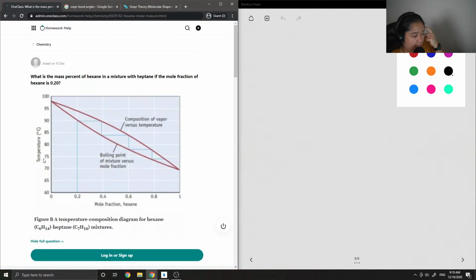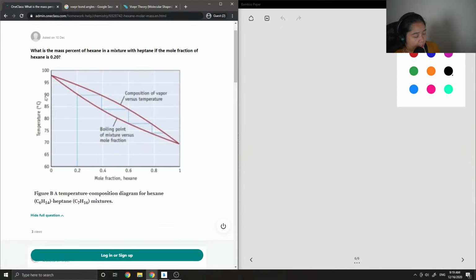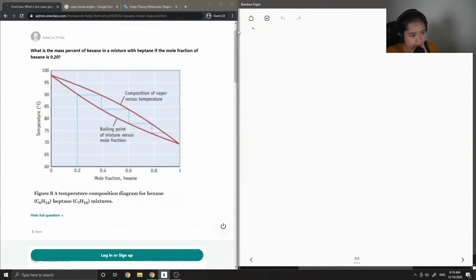Okay, so this question has a temperature composition diagram, and it asks, what is the mass percent of hexane in a mixture with heptane if the mole fraction of hexane is 0.20? And then they show this temperature composition diagram. Okay, so let's try to answer this question. This is question number 6.